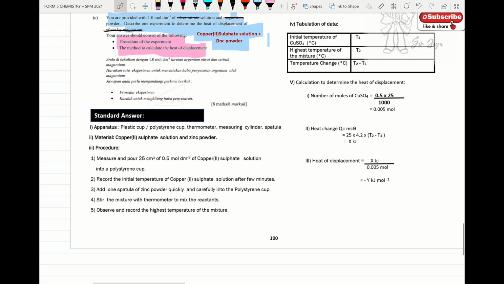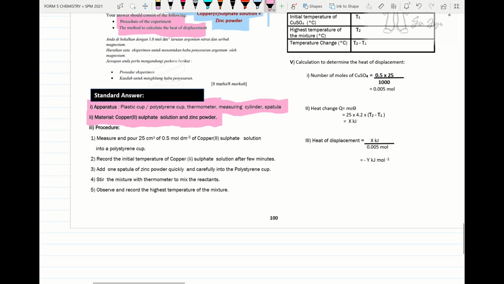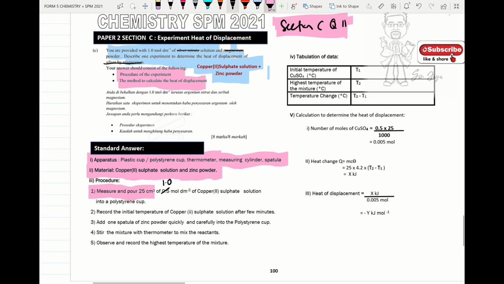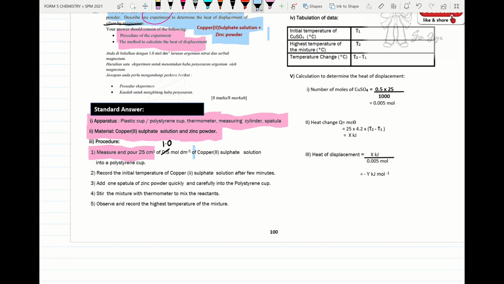So we check the apparatus: plastic cup or polystyrene cup, thermometer, measuring cylinder, spatula. All right, the materials needed are copper(II) sulfate solution, and I use zinc powder. All right, procedure: we measure and pour 25 cm3. This one we can change to 1.0 mol dm-3 because in this question they put 1.0 mol dm-3 of copper(II) sulfate solution into a polystyrene cup or plastic cup, up to student. All right, so record the initial temperature of copper(II) sulfate solution after a few minutes or after 3 minutes.